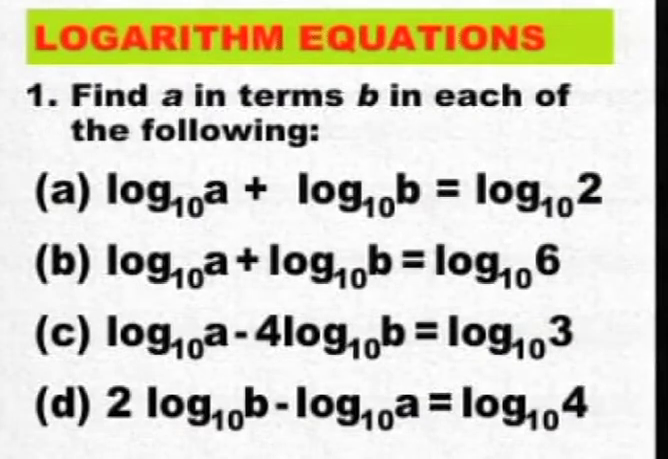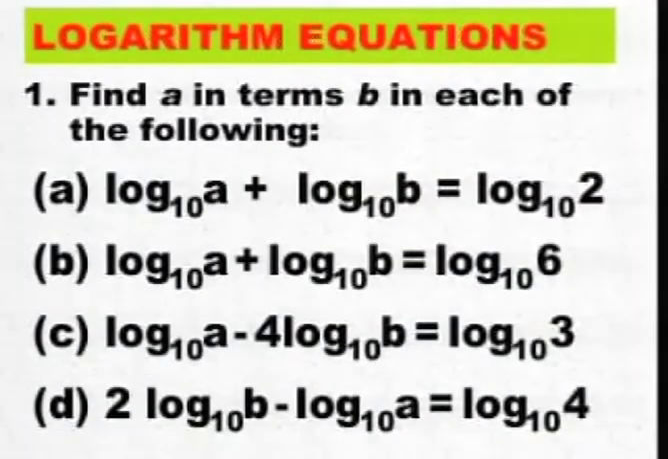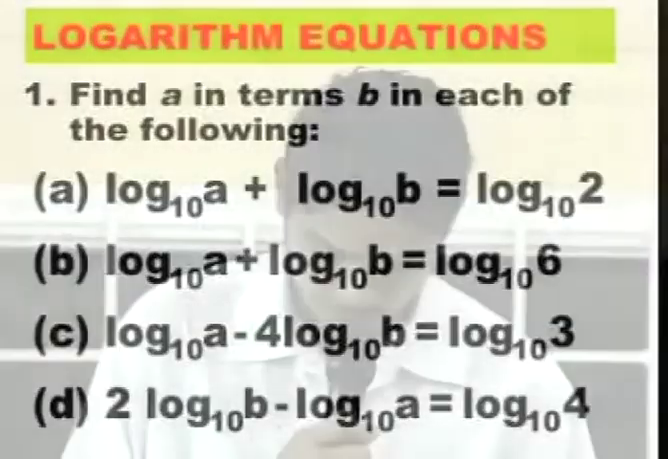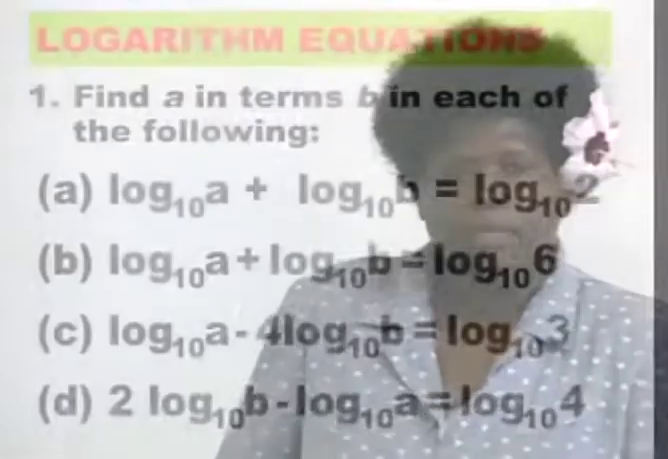Anyone willing to give us the answer for number 1? We'll start from Solomon. 1A, your answer to 1A. Find A in terms of B in each of the following. A equals 2 over B. A equals 2 over B, correct. Andrew, for letter B. A equals 6 over B. 6 over B, correct.